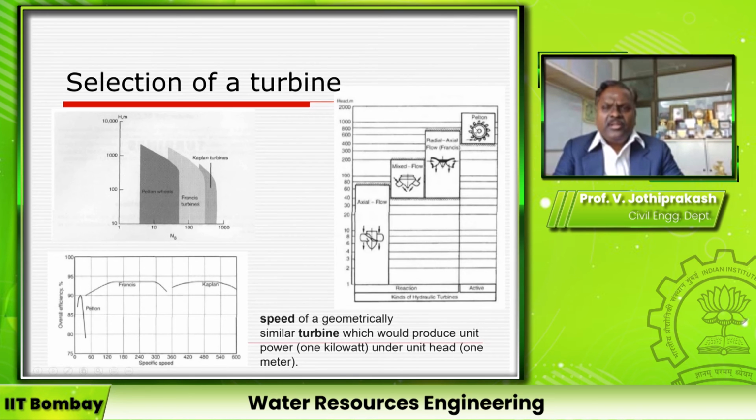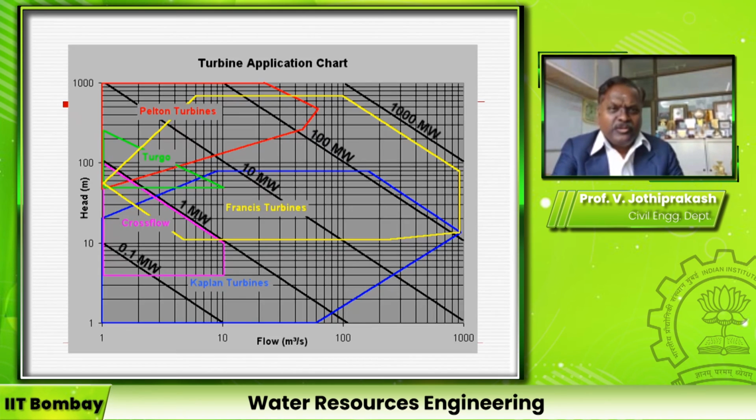Pelton wheels are very useful when the head of water is very high, and it's an impulse turbine. The Francis turbine, that is radial and axial flow, is for medium head. If the head of water available is low, then you go for axial flow reaction turbines. These are simple guidelines for selecting what type of turbine for your hydroelectric power plant. Sometimes we can use this turbine application chart also.